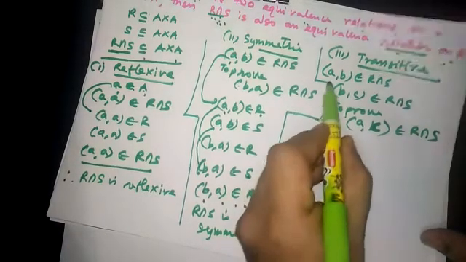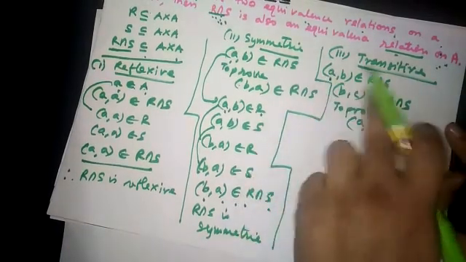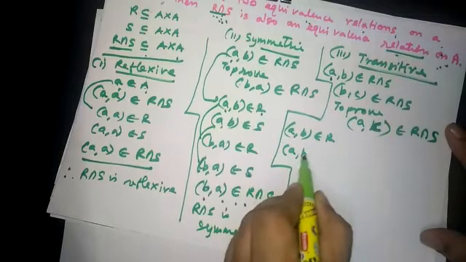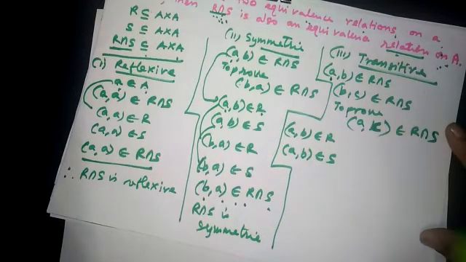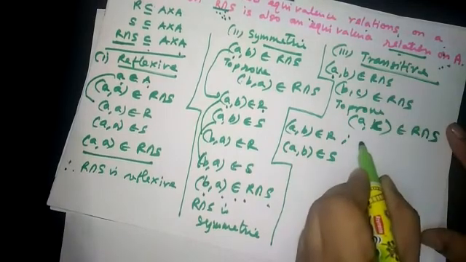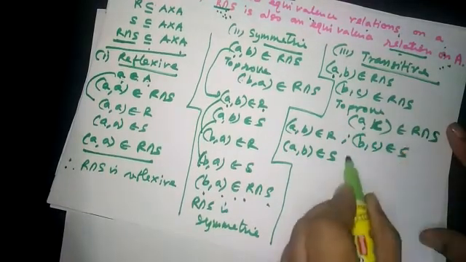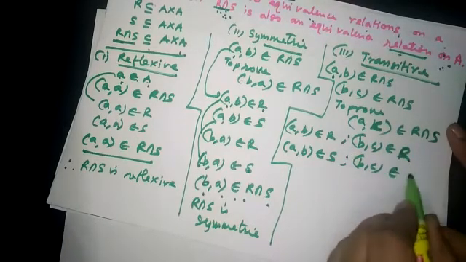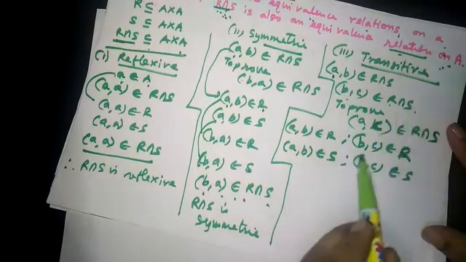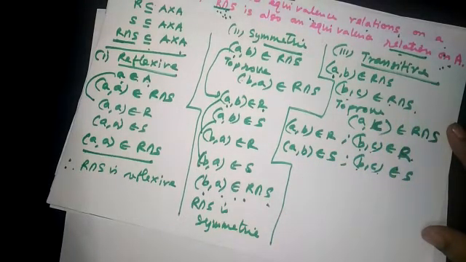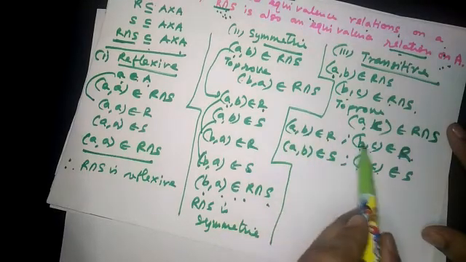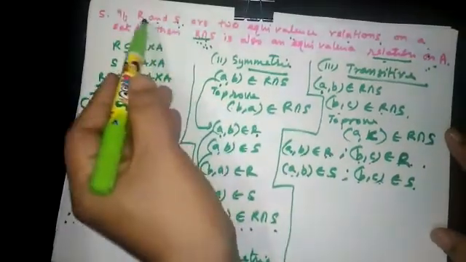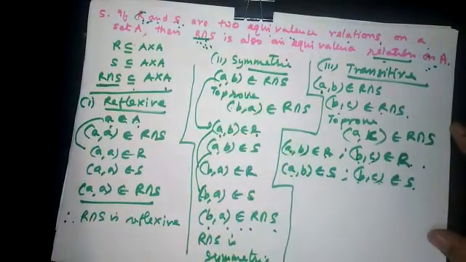Correct? Now, (a, b) belongs to R intersection S means (a, b) belongs to R and (a, b) belongs to S. (b, c) belongs to R intersection S means (b, c) belongs to R and (b, c) belongs to S. So (a, b) belongs to R, (b, c) belongs to R; (a, b) belongs to S, (b, c) belongs to S. But the relation R is an equivalence relation, meaning R is transitive also, and S is also transitive.